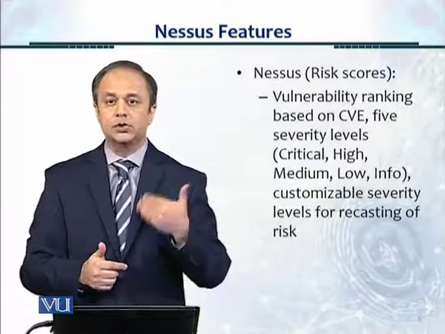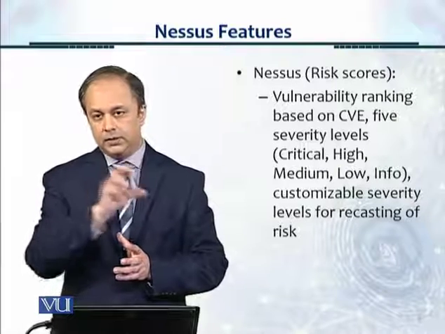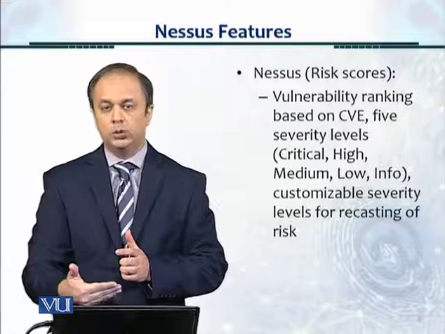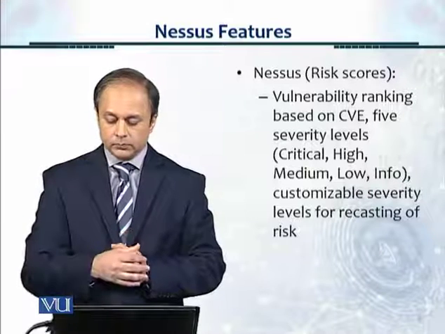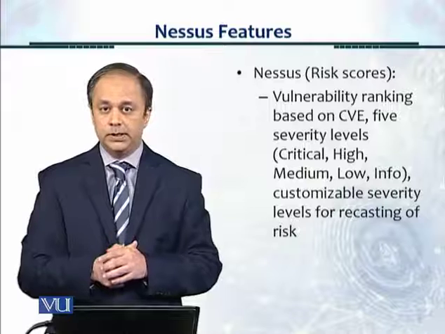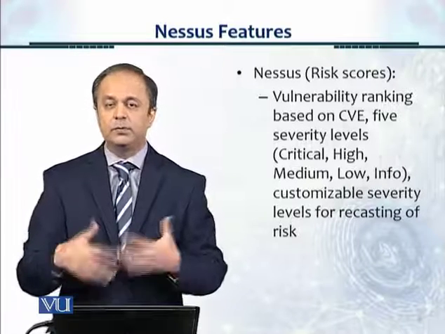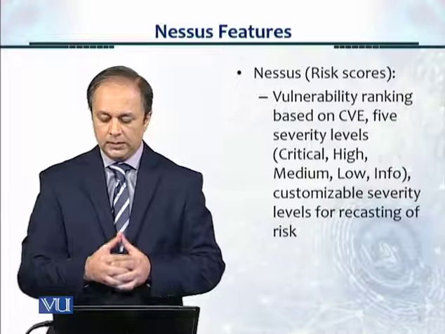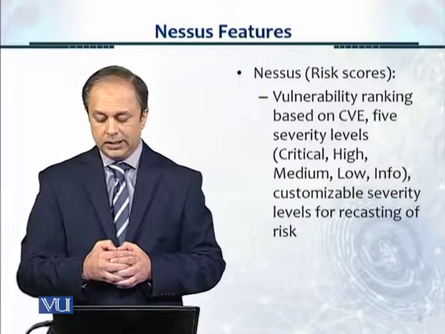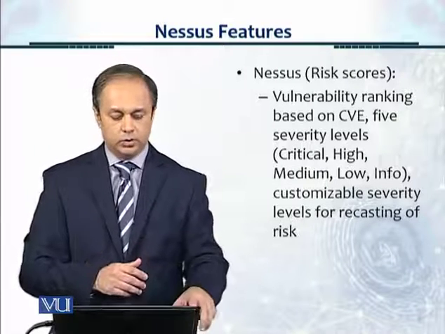And then you have risk scores. So vulnerability ranking: when the vulnerabilities are shown on the scanner, you have vulnerability ranking based on CVE that we referred to previously, which is Common Vulnerabilities and Exposures. And you have up to five severity levels: critical, high, medium, low, and info. There are customizable severity levels for recasting of risk, so if you want to change the severity level, you can also do that.